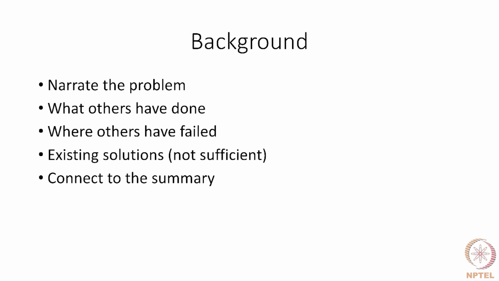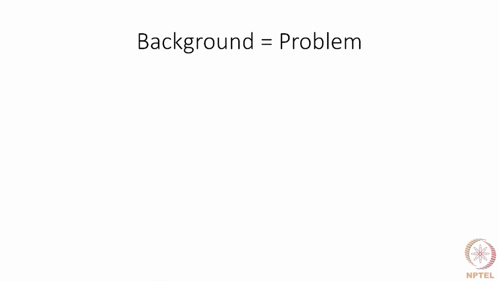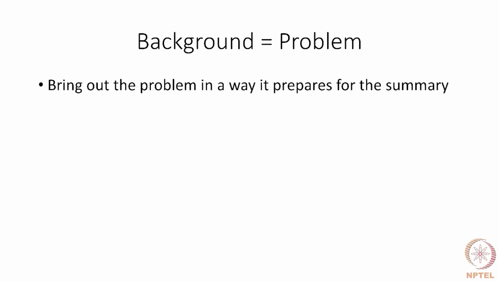So this is one part where you start your description, and in the background part you narrate the problem. So from the problem solution statement, this part will cover the problem part of the problem solution statement. Now, so we equate background to the problem. So we had worked on a problem solution statement, and in the background part of the specification, you are going to explain the problem and flush out the details of the problem. Now you bring out the problem in a way it prepares for the summary.